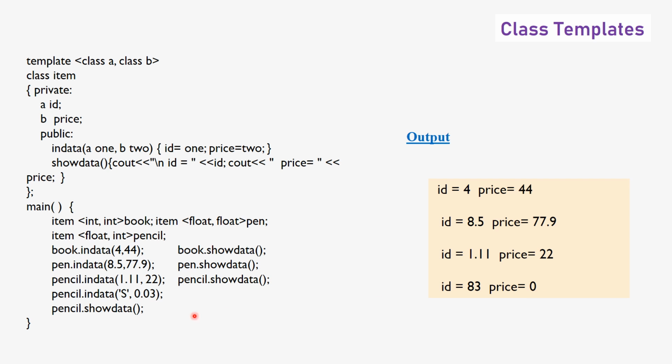So if you want to get the same values S and 0.03 here, you need to change this one. This first argument should be character and the second argument should be float. But remember, then you cannot execute this one because here you are passing float and integer. So if you want to change it to character and float, then you need to replace these arguments also.